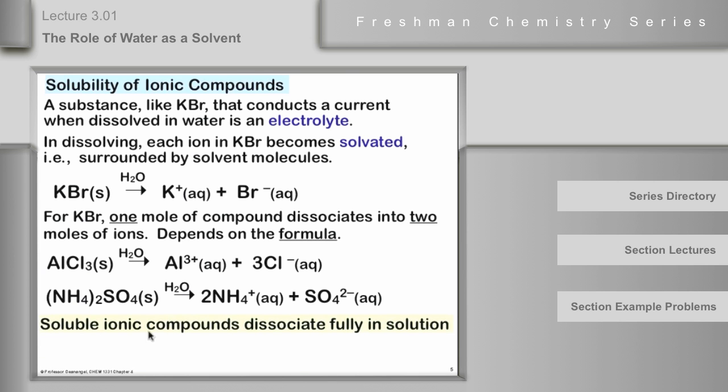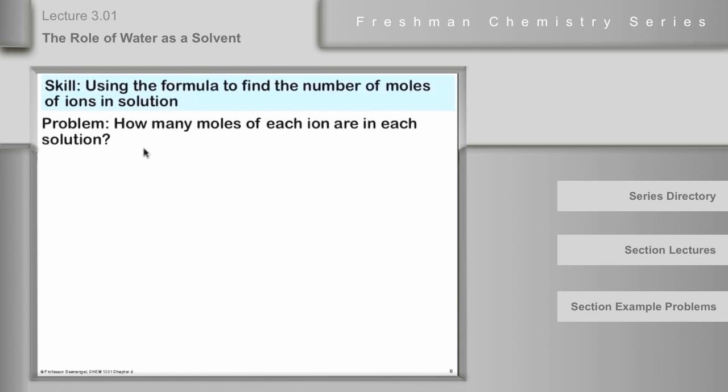Then let's remember that soluble ionic compounds dissociate fully in solution, with very few exceptions. So here's a skill. Using the formula to find the number of moles of ions in solution, how many moles of each ion are in each solution? The first one is 5 moles of ammonium phosphate dissolved in water. Well, here's where your learning those ions back in Chapter 2 pays off, because they're not telling you what the formula is. You would have to figure that out if this were an exam question, which it probably is.